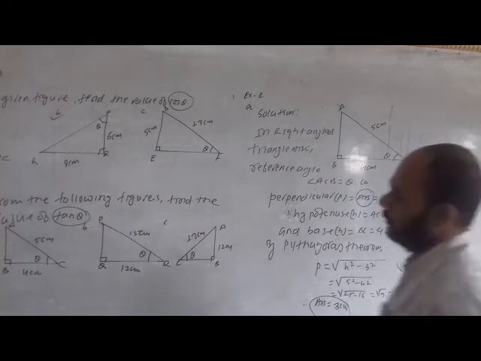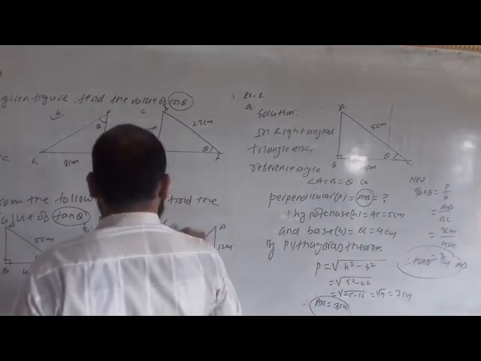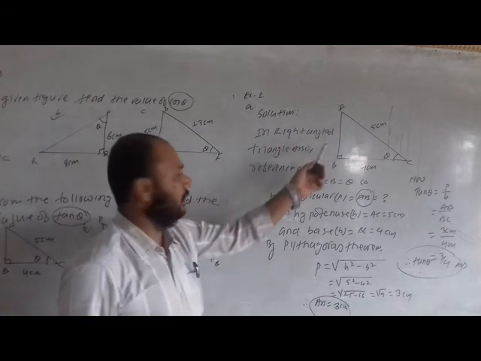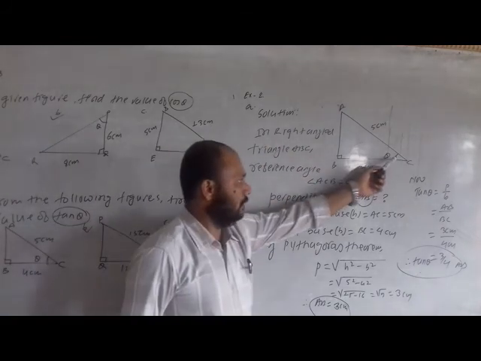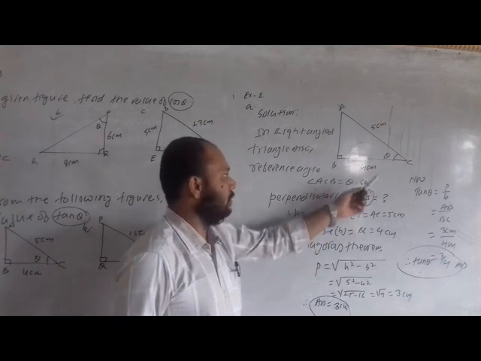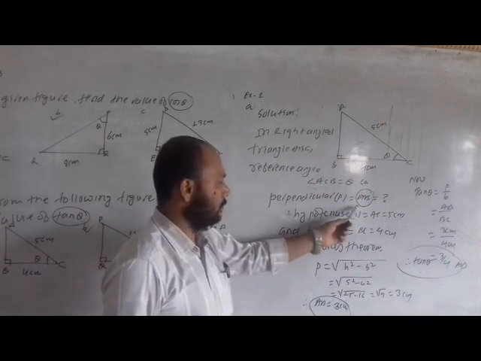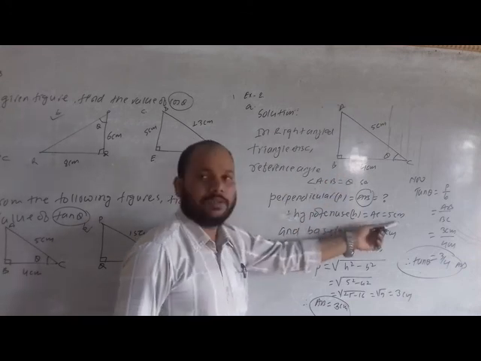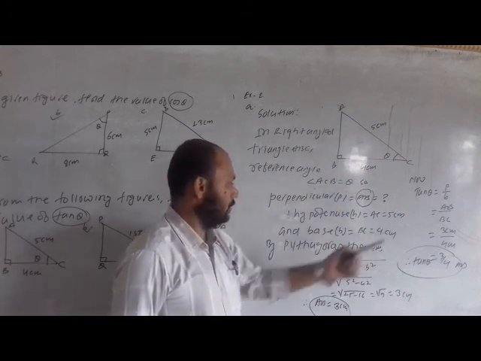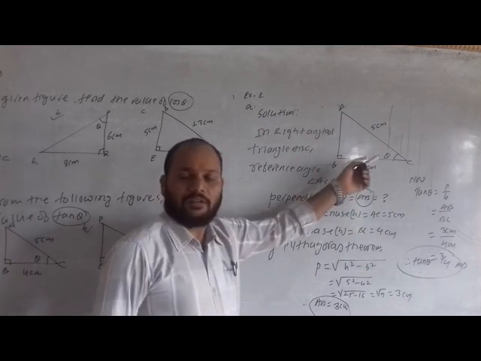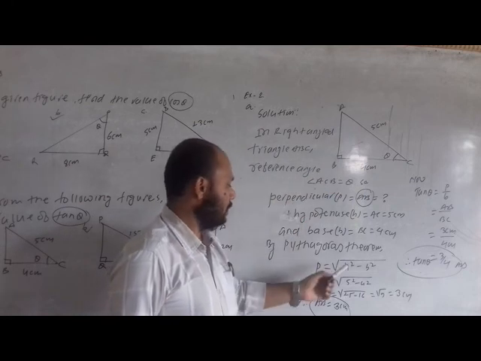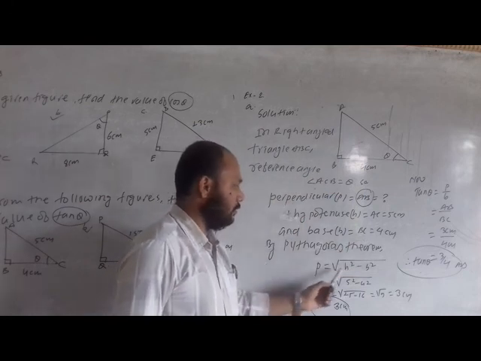In this way, you solve the remaining B and C. Again, first you write in the right angle triangle, reference angle. This is your given angle, the reference angle theta. So its opposite side AB equals the perpendicular, and then you write the hypotenuse, which is 5 cm, and base, which is 4 cm, and to find the value of tan theta we require AB. So you should first find AB by using the Pythagoras theorem.